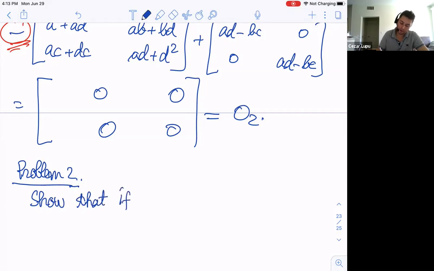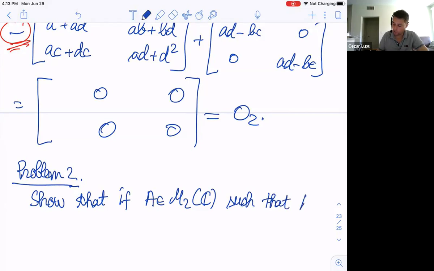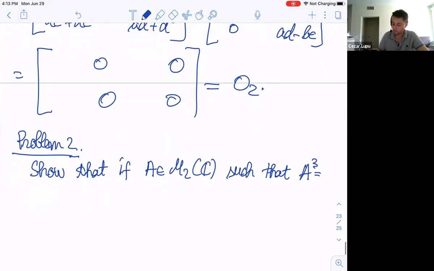All right, problem 2. Problem 2 says the following: show that if a matrix A is a 2 by 2 matrix with complex entries such that, let's say, A cubed equals the null matrix, then guess what happens? A squared will be the null matrix. Wow, this is quite a statement if you look at it, right?